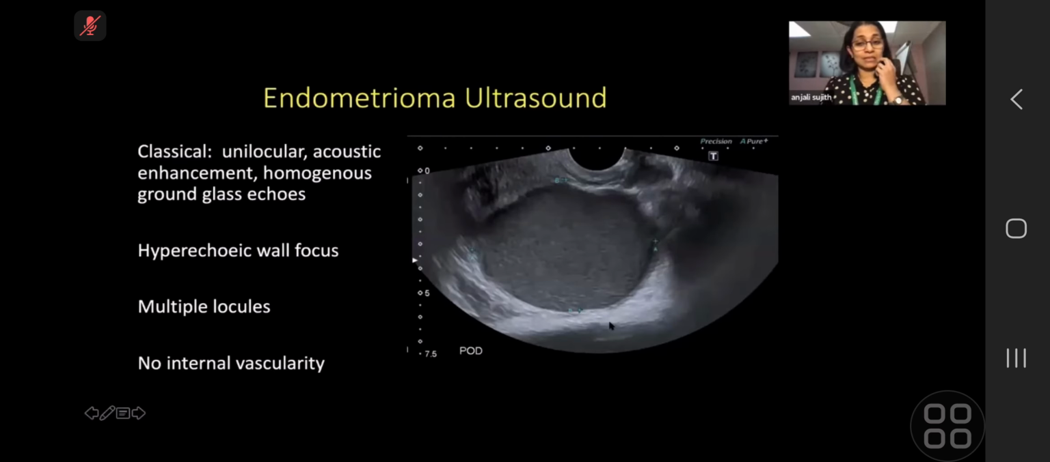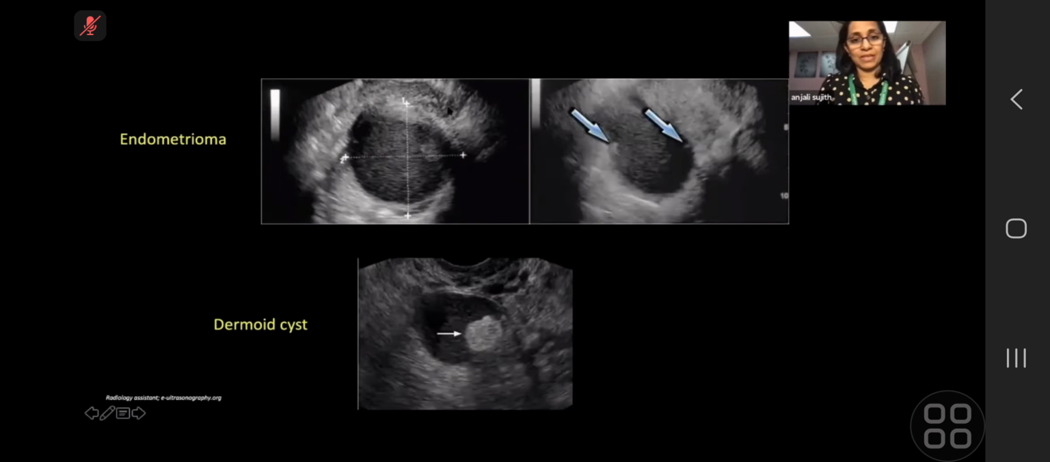So endometrioma, this is the classical appearance on ultrasound, where you can see a unilocular cyst with packed low-level echoes, so sort of a ground glass appearance. It will not have any internal vascularity. It will have good posterior enhancement. Sometimes you can see peripheral hyperechoic foci towards the periphery in an endometrioma, and you have to differentiate it from a dermoid cyst, which will show posterior shadowing.